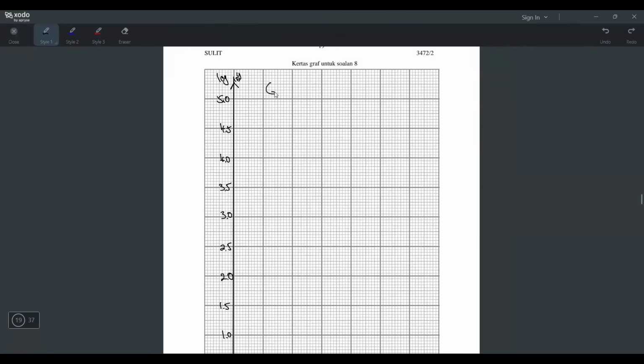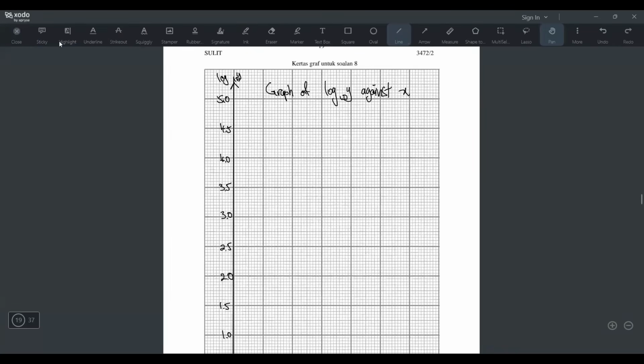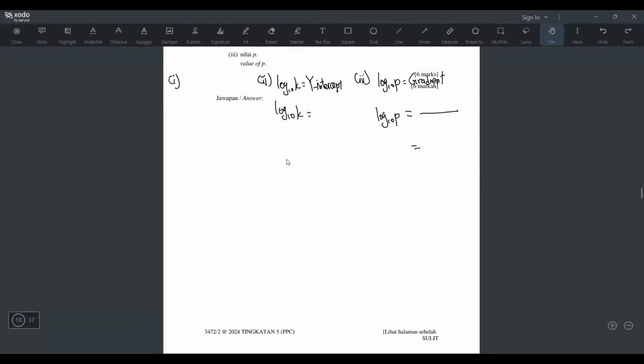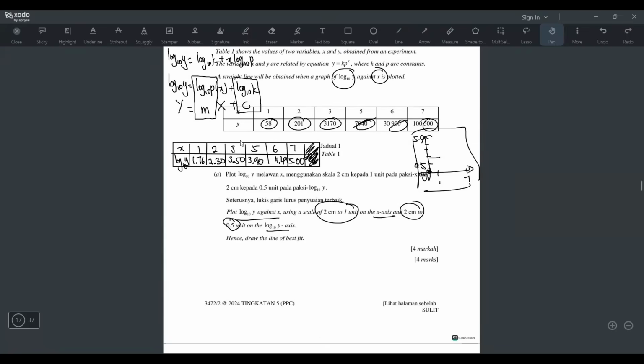The title will be graph of log y base 10 against x. Yeah, the title you have to write. In the exam also, make sure you write this. You can write it now or write it last, but if I write now, then later I don't have to write already. So I'll just write it now. Now we can go back and start to plot the points.